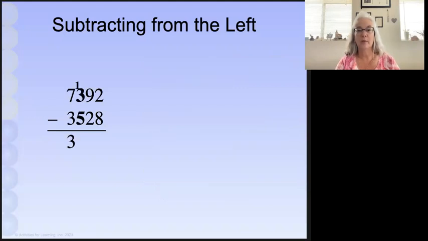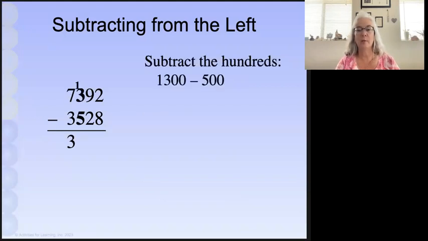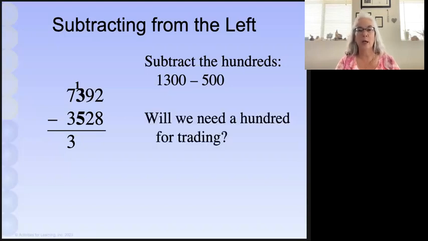Now my hundreds. So I have 1,300 minus 500, which would be 800. But before we do that, remember, we need to stop and look. Do we need 100 for trading? Nope, we're good, because 90 is more than 20. So we're okay. So I can do 1,300 minus 500 is 800.